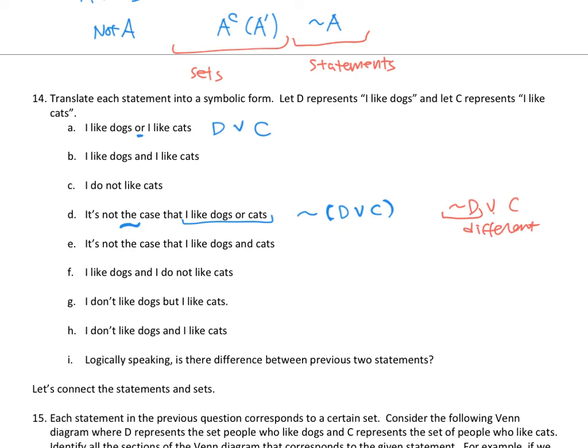All right, also just a little hint, I'm just going to point out that if you look at part G, statement G says, I don't like dogs, but I like cats. Versus statement H, I don't like dogs and I like cats. In normal conversation, I don't like dogs, but I like cats sounds better. But in logic, it's basically the same thing as saying I don't like dogs and I like cats. So in logic, these two are basically the same thing, right? So logically speaking, is there a difference between the previous two statements? No, they're the same.